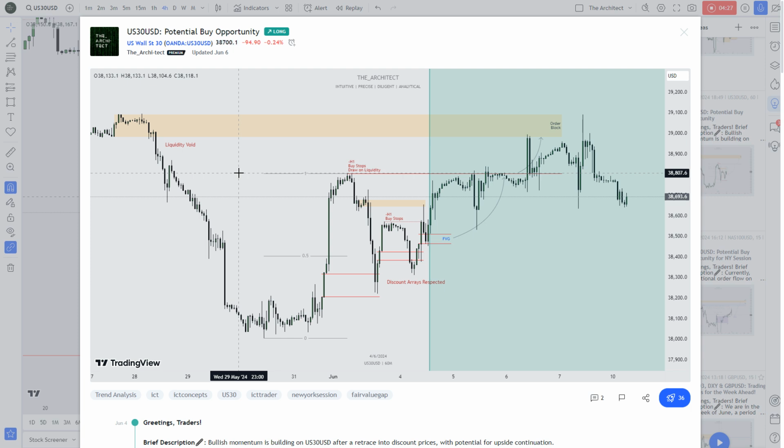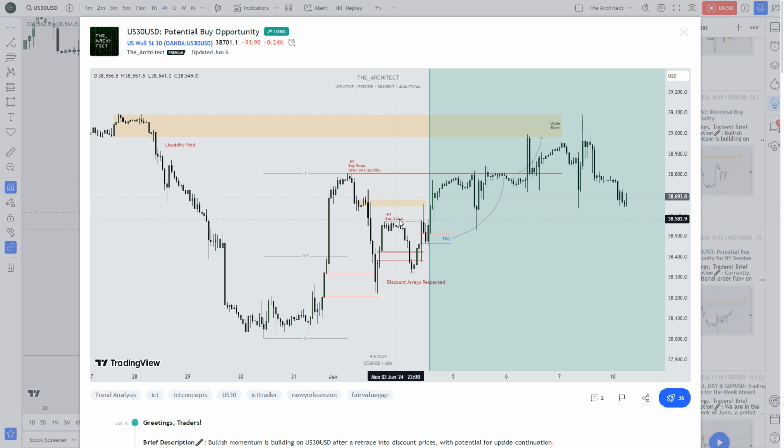So fair value gaps, liquidity voids, all of those sorts of areas are good areas for smart money to look to book their profits, right? So you'll see here, price moved into discount prices where we come into this bullish fair value gap over here. It's in a discount price, so smart money will look to add positions or accumulate long positions over here.